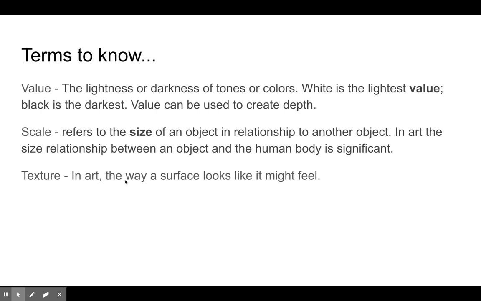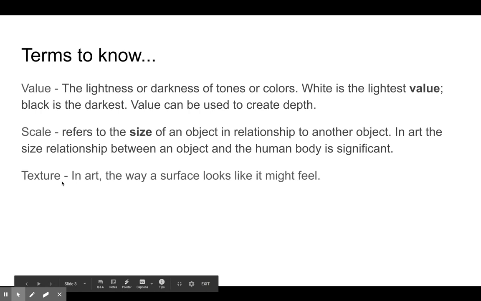We're also going to be dealing with scale, which refers to the size of an object in relation to other objects. And then we have texture. In art, it's the way something looks like it might feel. We're going to be using texture to make the dragon scales around the dragon eye.